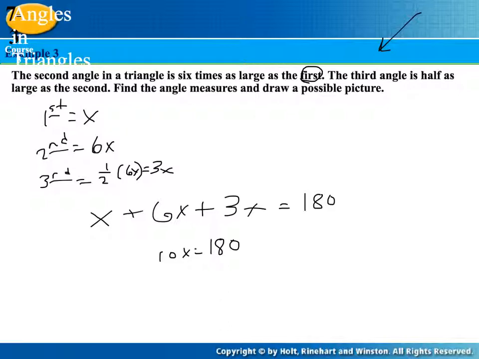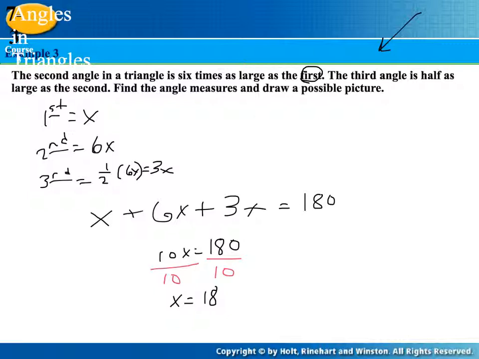We've seen this before. X is equal to 18 because I divided by 10. I need to get rid of that 10, so I divided. Now, before, was 18 my final angle measure? No, we needed to plug that 18 back in to my equation.